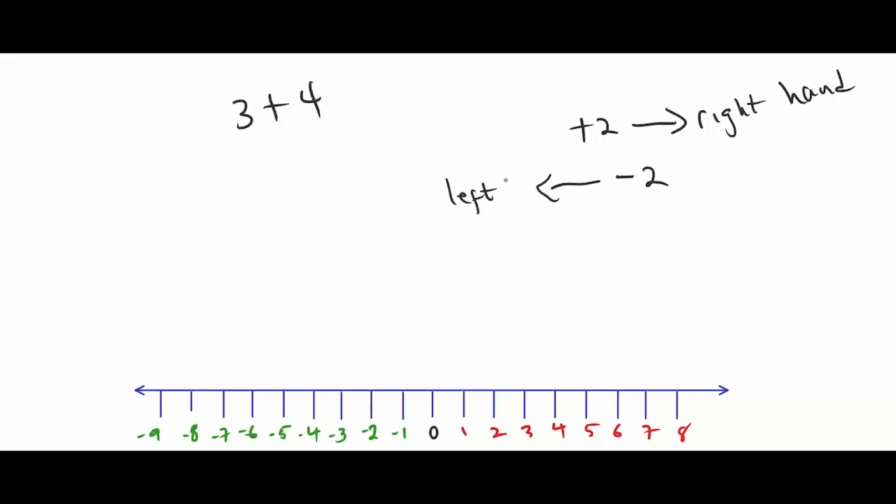The starting point is always 0. If you have positive 2, that means you start from 0 and count 2 steps to the right. If you have minus 2, you start from 0 and count 2 steps to the left. That's how you make use of a number line for addition and subtraction of integers respectively.